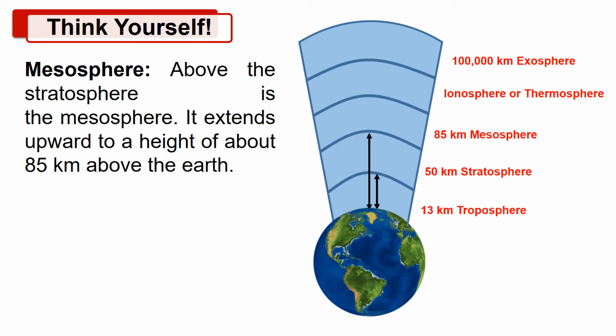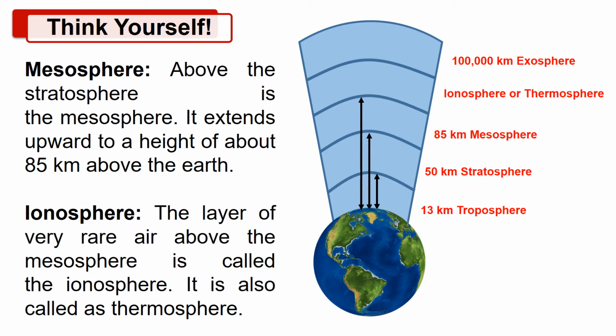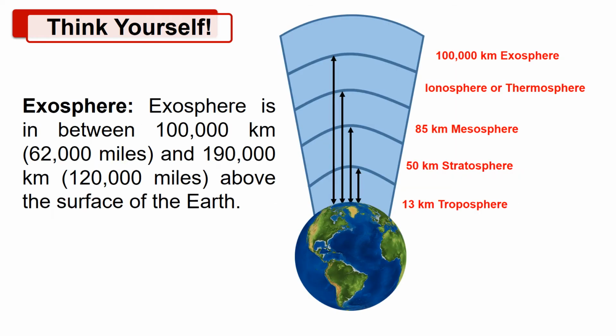Mesosphere: above the stratosphere is the mesosphere. It extends upward to a height of about 85 kilometers above the Earth. Ionosphere: the layer of very rare air above the mesosphere is called the ionosphere. It is also called thermosphere. Exosphere: the exosphere is in between 1 lakh kilometers to 1,90,000 kilometers above the surface of the earth.